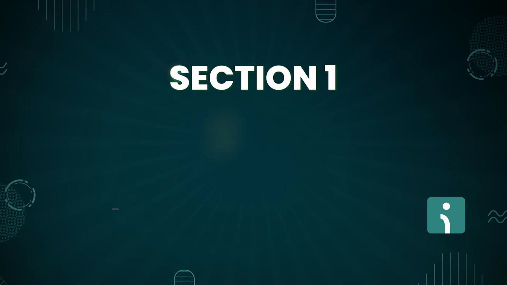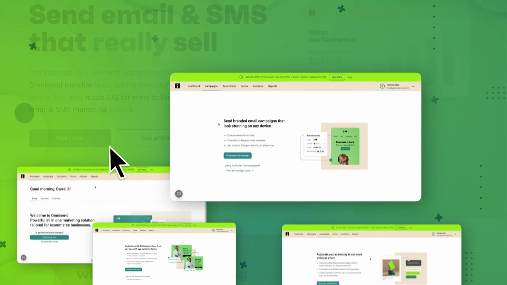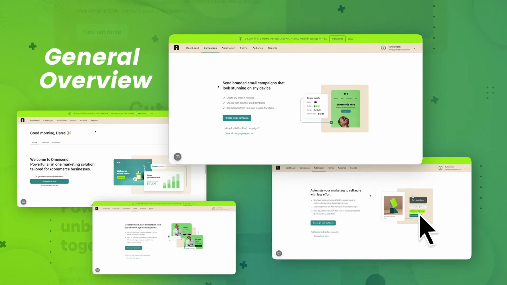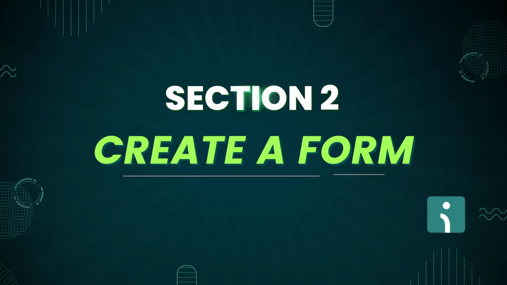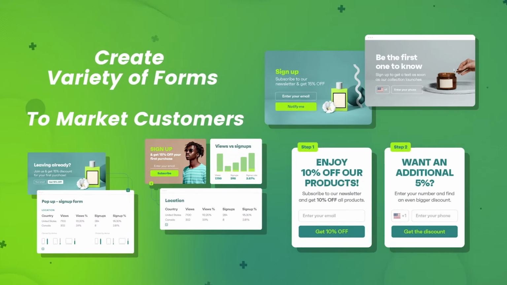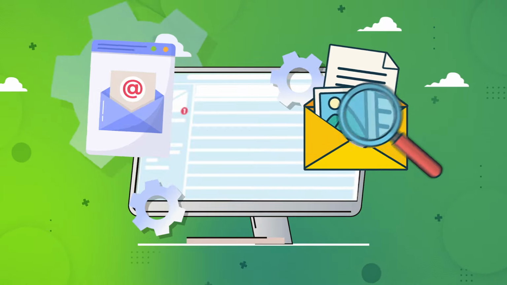We're going to break this video up into 4 different sections. In the first section, I'll be showing you guys how to sign up with Omnisend and explore the account and just give you guys a general overview about how to use the Omnisend platform. In the second section, we'll create a form. I'll walk you guys through how to create a variety of forms to market to your customers in order to capture emails on your websites. We can then market to them later and even create automations for them.